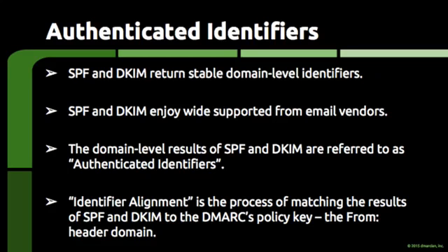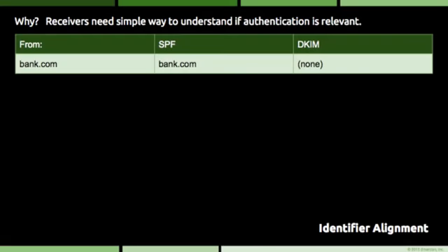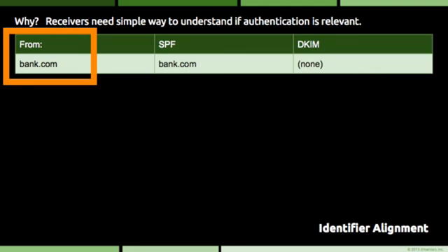During the next few slides of this video, we'll walk through different combinations of authenticated identifiers, with the aim of illustrating why identifier alignment is important from the perspective of an email receiver. In this first example, an email receiver got a piece of email where the DMARC domain, which is the domain found in the from header, is bank.com.